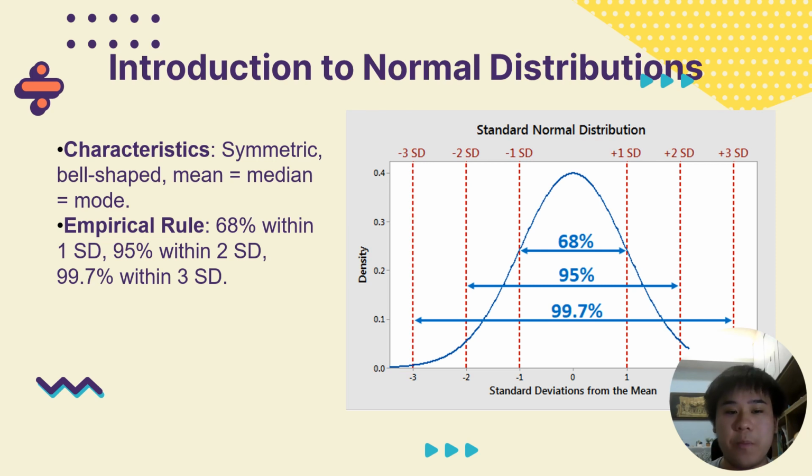The empirical rule states that plus or minus one standard deviation should cover 68% of the data. Plus or minus two standard deviations from the mean should cover 95% of the data. For three standard deviations, 99.7% of the data should lie within three standard deviations. As simple as that.